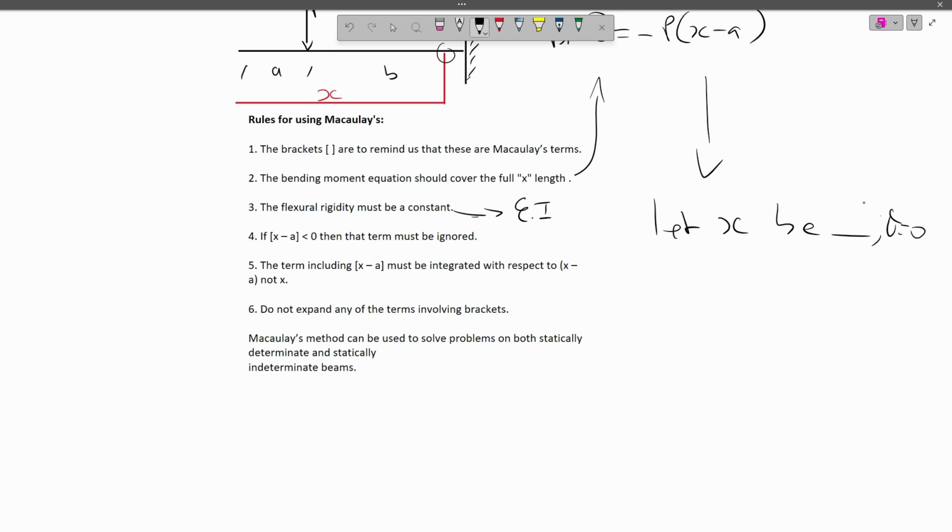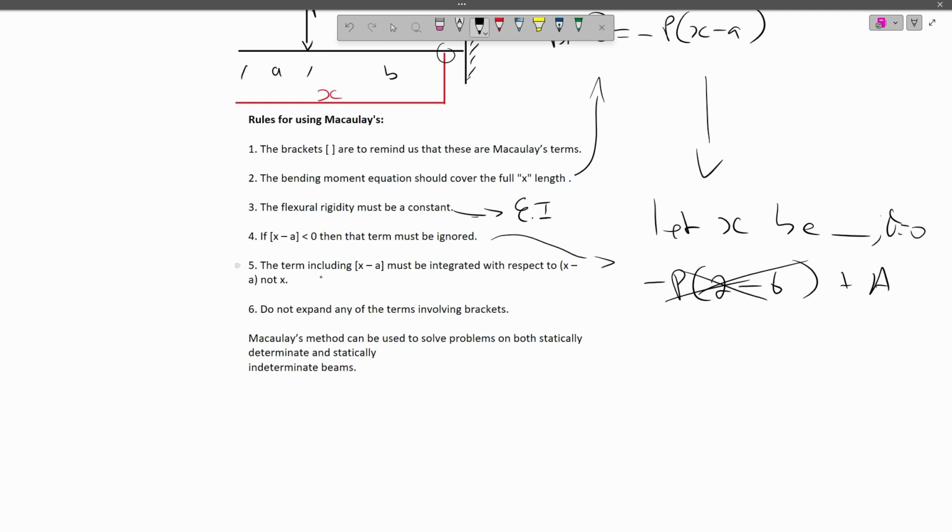We'll be using our boundary conditions to find a certain value, an unknown value. So in this point, let's assume that we're going to have our minus P. Let's say our x is 2 and our a is 6 plus a. What the fourth rule basically means is that if we have something like this where the bracket x minus a is less than 0, we ignore this whole part. We won't use this term in our calculations.